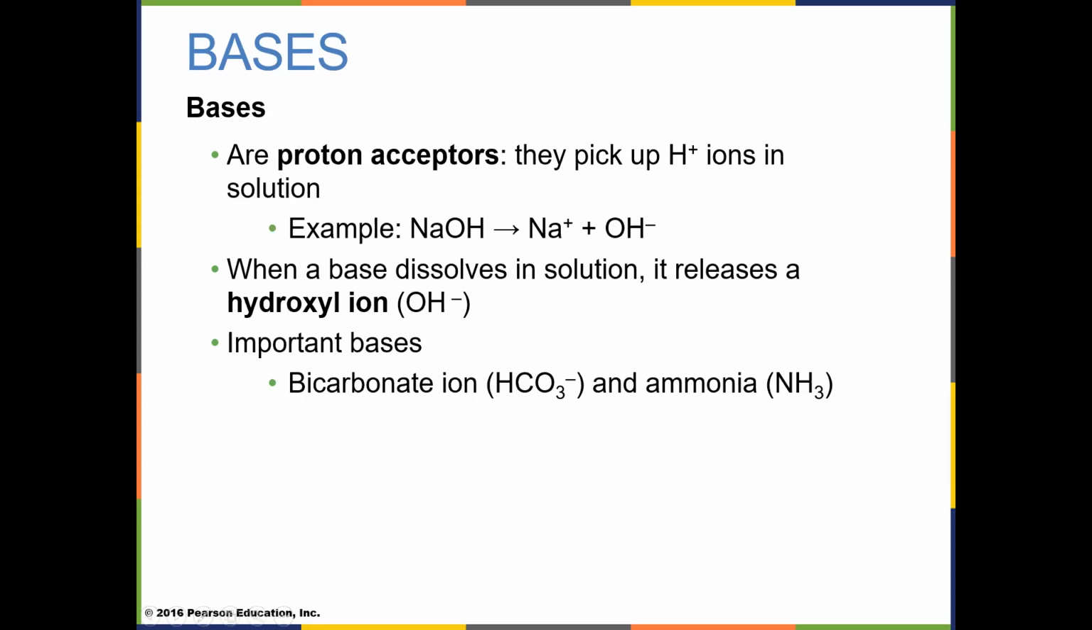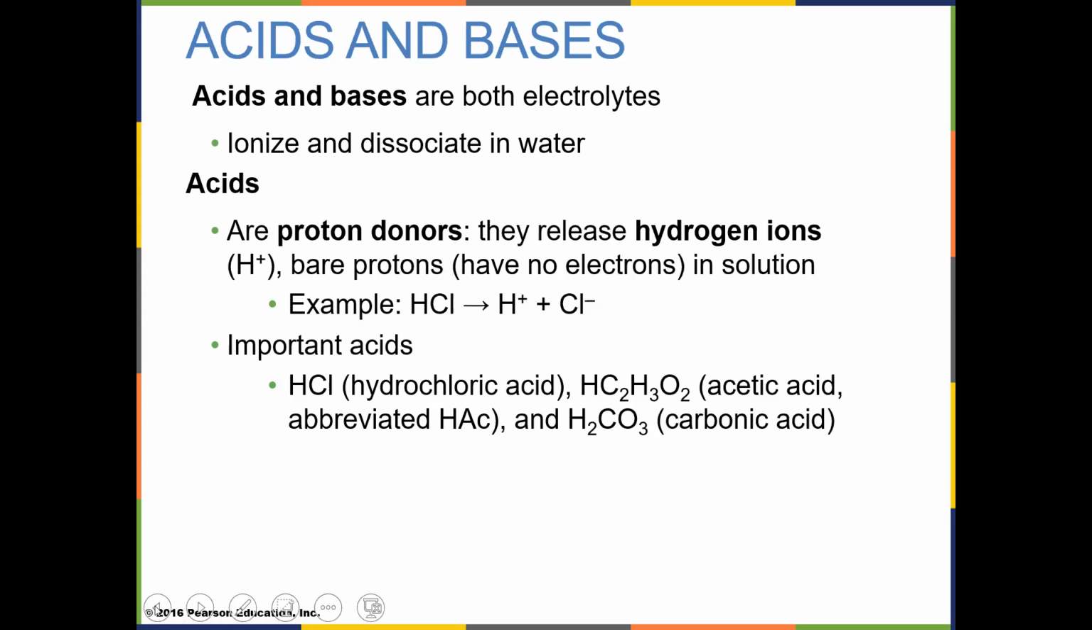Acids are proton donors. They release hydrogen ions. The more readily it gives up a hydrogen ion, the more acidic it is. When an acid dissociates in water, like hydrochloric acid, it gives up the hydrogen ion and the chlorine ion. The more hydrogen ions it gives up, the more acidic the acid is, the stronger the acid is. A very strong acid will give up lots of hydrogen ions.